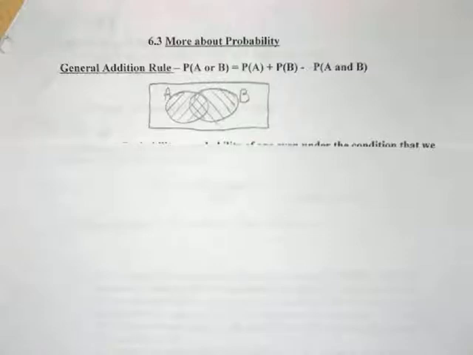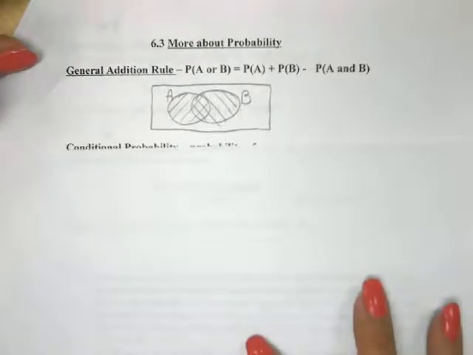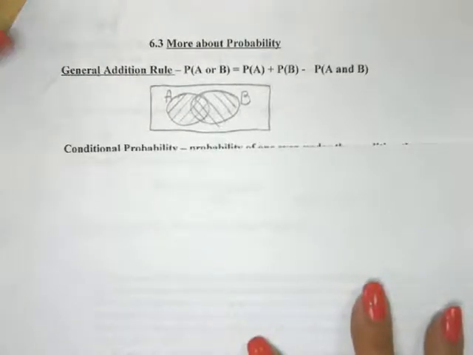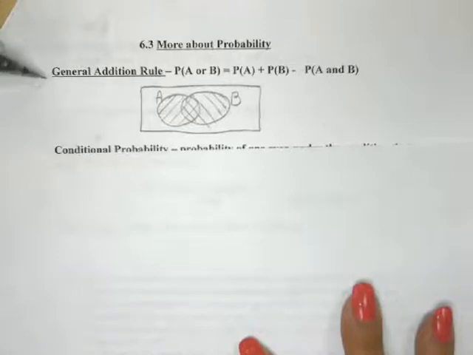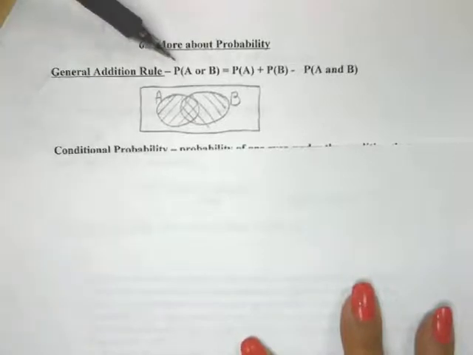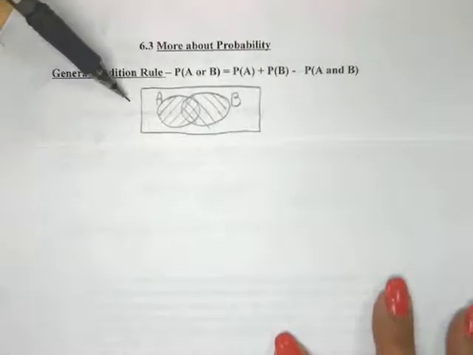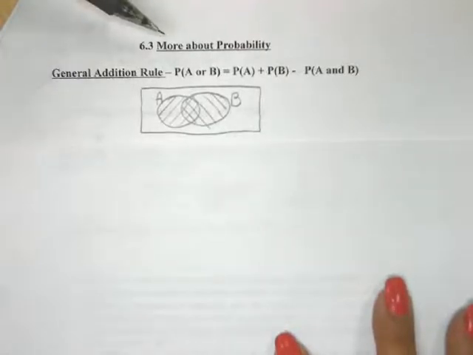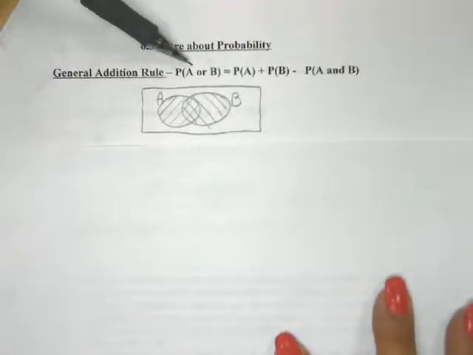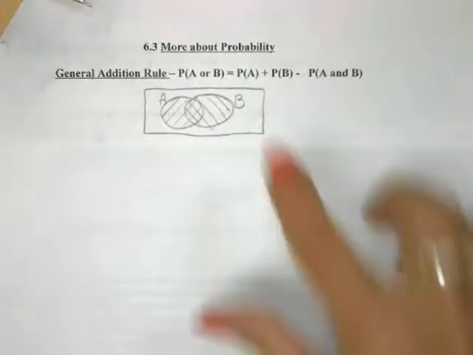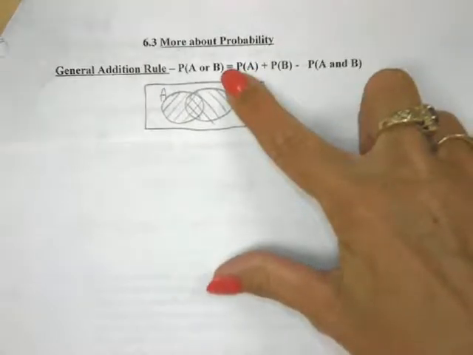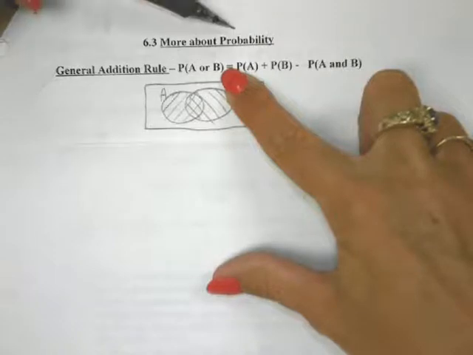Now we're ready to go and look at some more probability studies. And we'll start out with Section 3, the general rule for a union of two probabilities. So if I have a Venn diagram like so, and if I want to find the probability of A or B, that actually means that A could happen or B could happen, or actually both of them could happen.